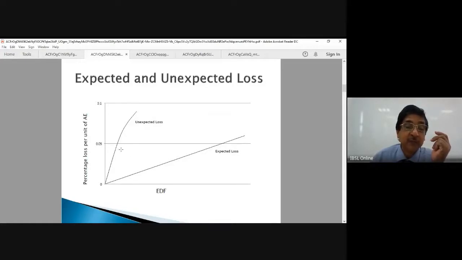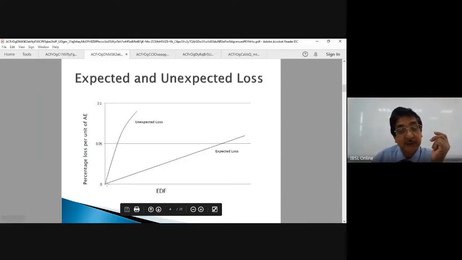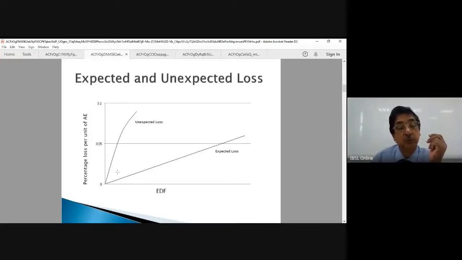Now you see the unexpected loss curve. It's a very increasing type of curve. You can see it goes up and up. Rather, you can compare it with expected loss. Expected loss is a straight line, which makes an angle with the x-axis and goes up. But unexpected loss is a spontaneous type of graph. It is not a straight line, but a curve, a highly upward curve.